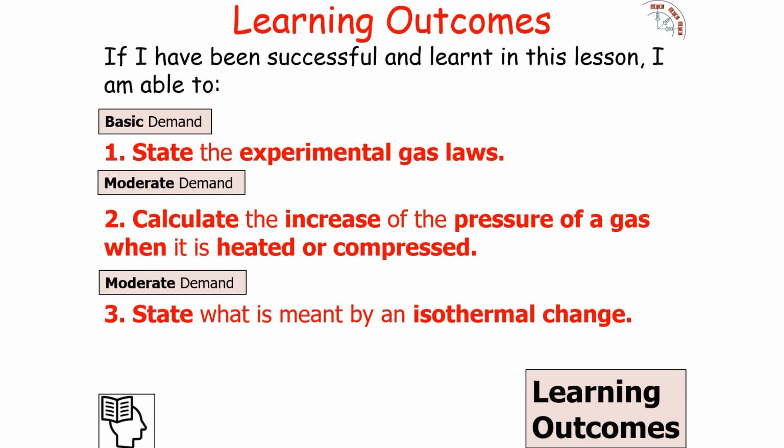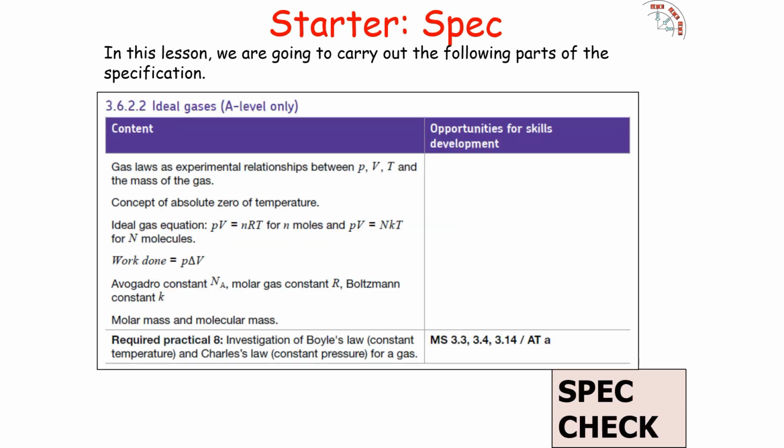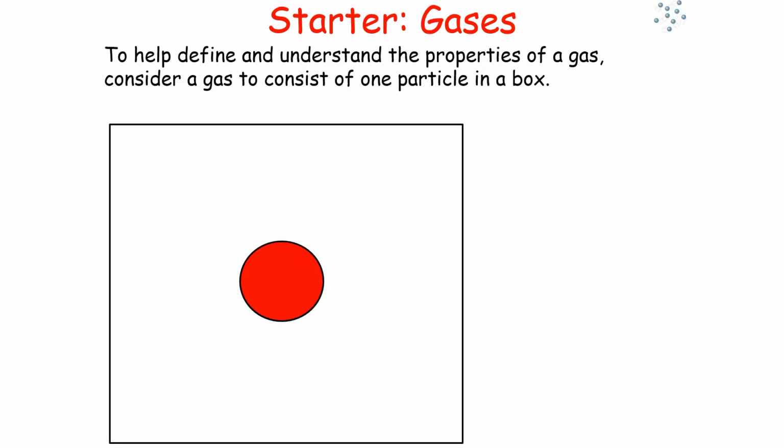So if we've been successful and learned in today's lesson, we should be able to state the experimental gas laws, calculate an increase in pressure of a gas when it's heated or compressed, and then state what is meant by an isothermal change. So we're going to be looking at the following parts of the specification: 3.6.2.2 ideal gases.